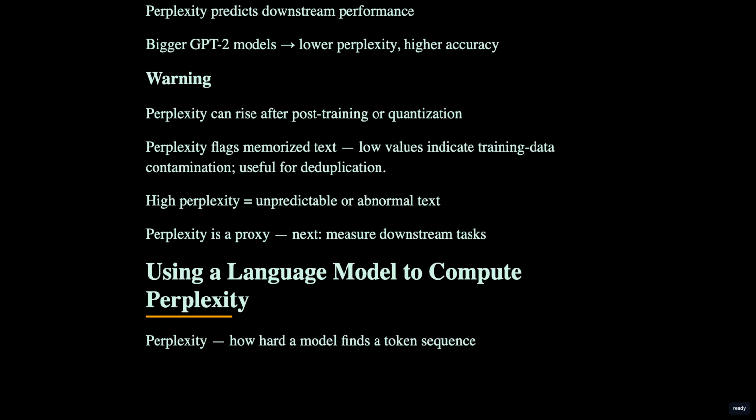Perplexity quantifies how difficult it is for a model X to predict a specific token sequence. Formally, it's derived from the model's probabilities for each token, essentially the exponential of the average negative log probability. So a lower perplexity means the model assigns higher probability and finds the sequence easier to predict.